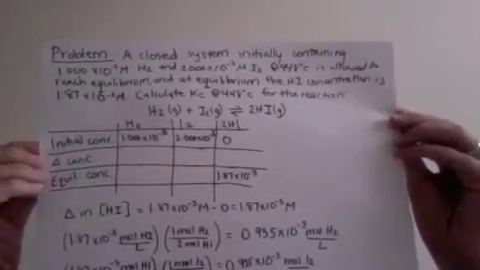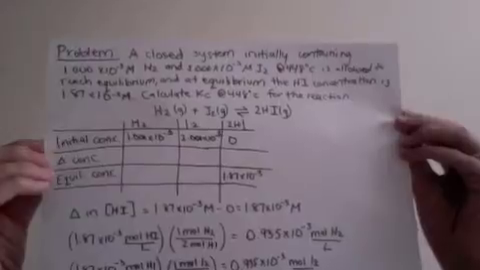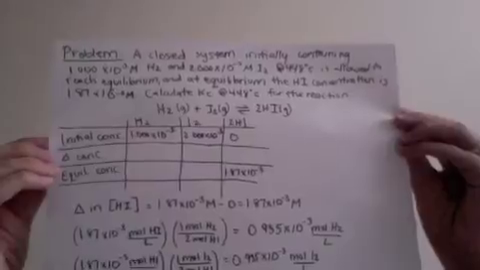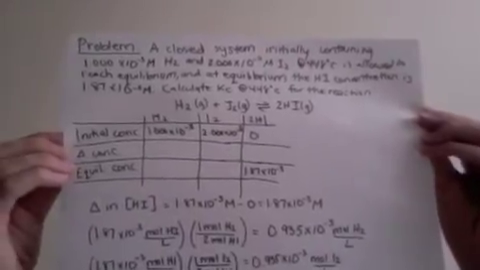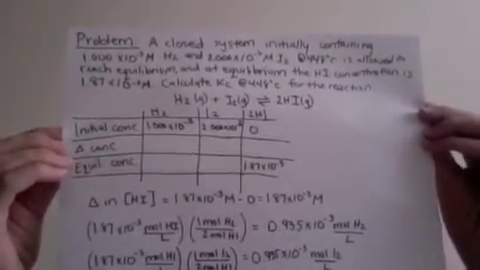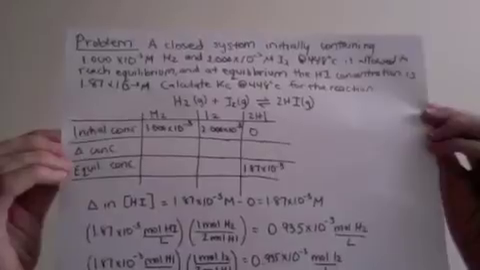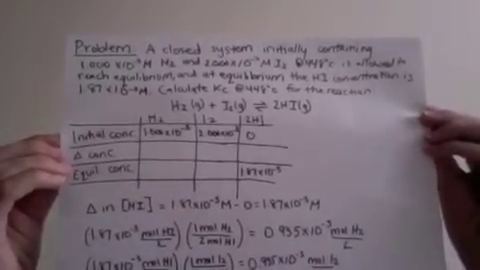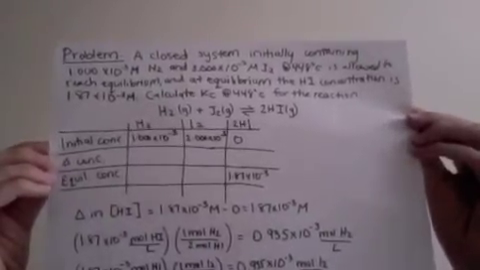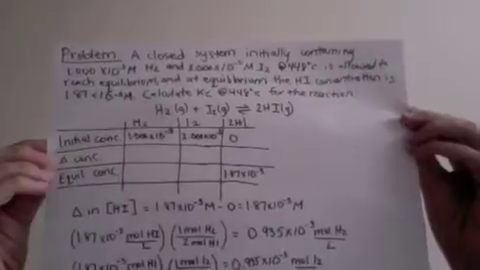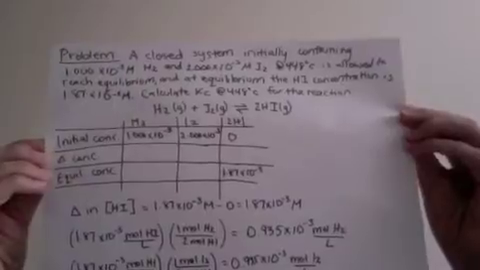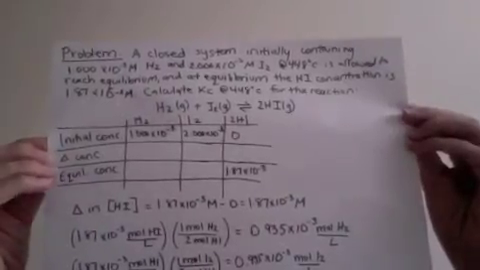Alright, so we are given the initial concentrations of H2 and I2. We're given the equilibrium concentration of HI, and we're asked to calculate the equilibrium constant Kc for the reaction. Kc is a molar concentration, so we're going to need to calculate molarities and apply that in order to calculate that equilibrium constant. Alright, so let's come up with a plan. Our plan is to construct a table to find equilibrium concentrations of all of the species, and we're going to use those concentrations to calculate the equilibrium constant.